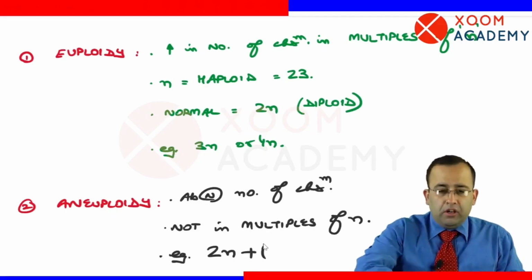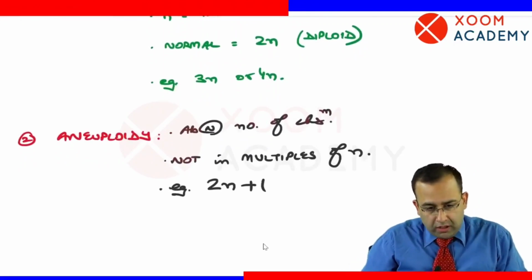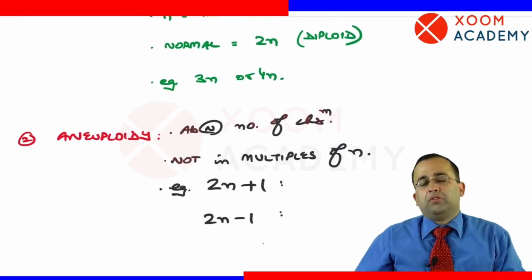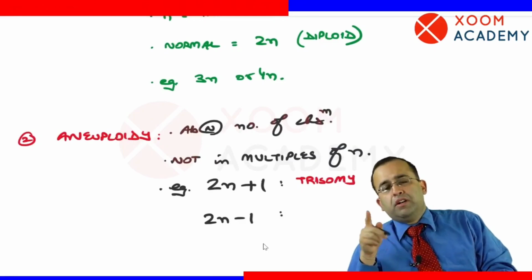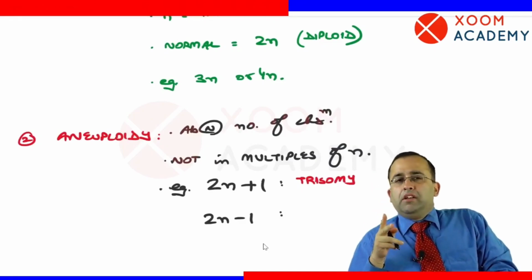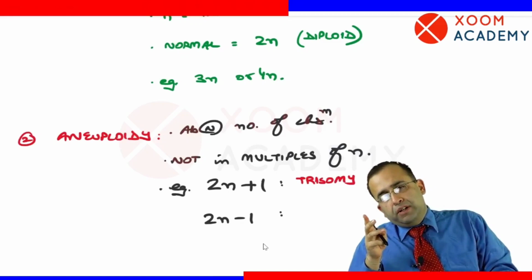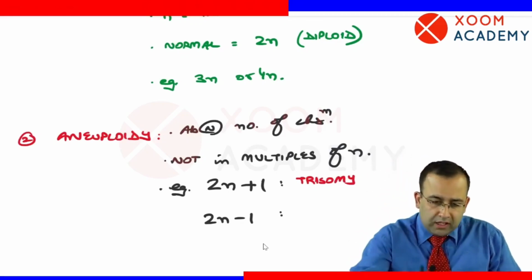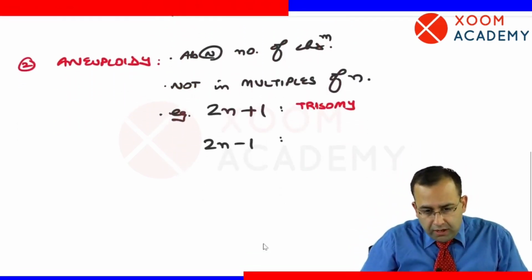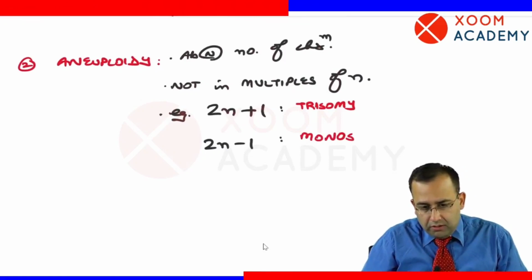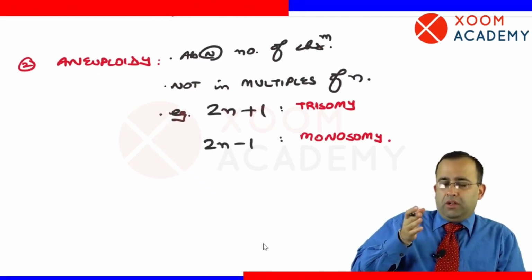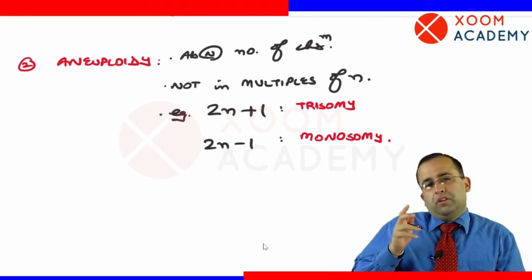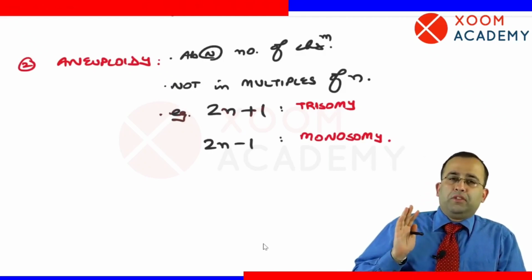What example did we get? 2n plus 1 or 2n minus 1. 2n plus 1 means these are the trisomies. Trisomy 21 Down syndrome, trisomy 18 Edwards syndrome, trisomy 13 Patau's syndrome. Versus 2n minus 1, which are the monosomies. 2n minus 1 means one chromosome is lost.